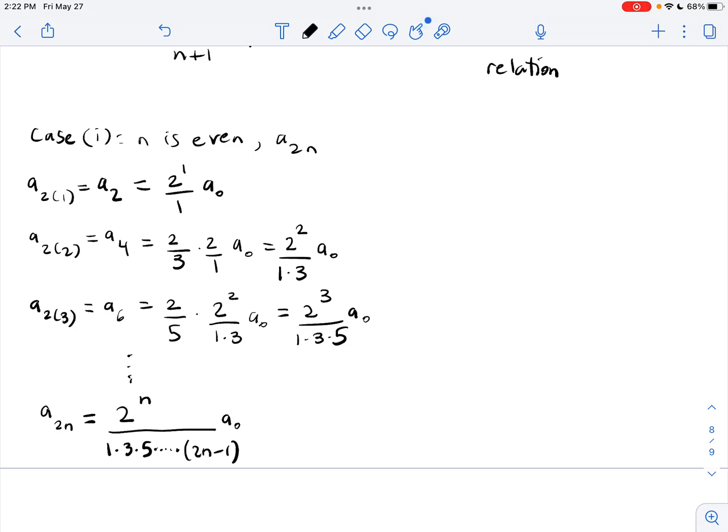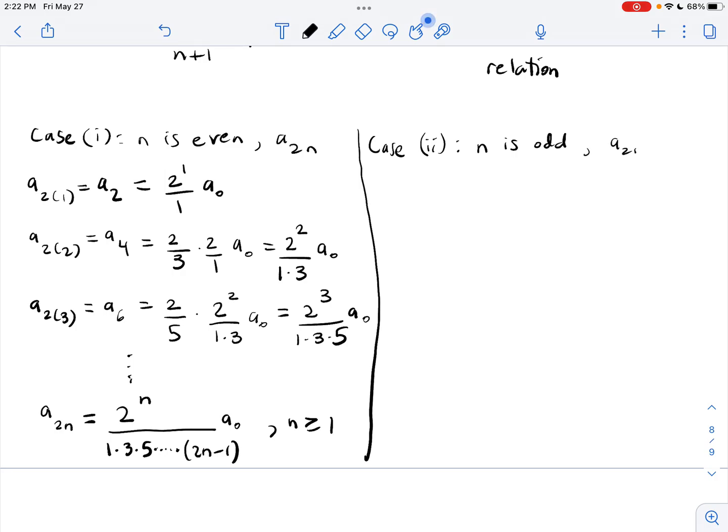Something important to note is that this formula is no good at n equals 0, because if you plug it in, you do not get a naught equals a naught. You actually get a naught equals, but the denominator doesn't make sense, right? Because you can't have a -1 term down there. So this formula is going to be true for n at least 1. All right, so there's our first case for n is even. So let's look at our second case.